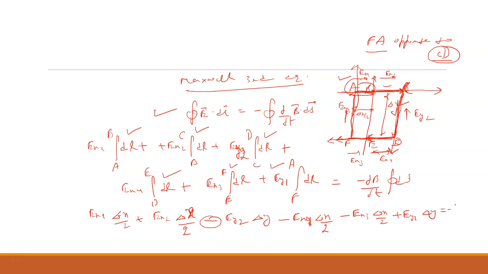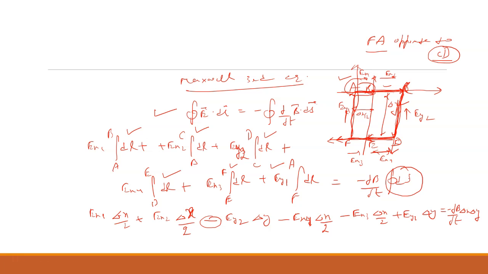So this equals minus d curly B by curly t delta X delta Y, because the area of this rectangle will be this side multiplied by this side, delta X delta Y. Now, as the width is very, very small, we assume delta X tends to 0. If delta X tends to 0, all the terms involving delta X will become 0. This will become 0, this will become 0, this side will become 0, this will become 0, and this will become 0.